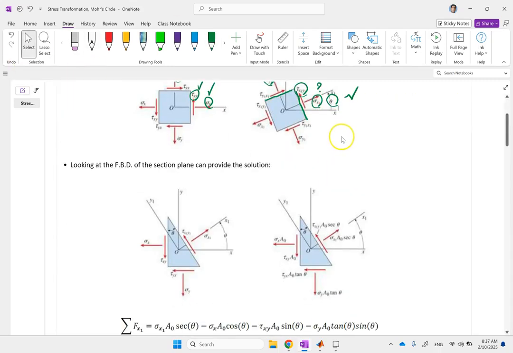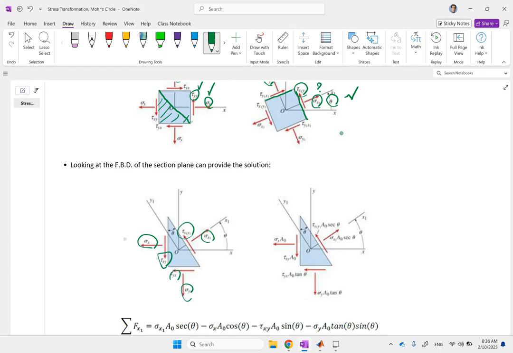So all we need to do is to look at the free body diagram of the section plane. Here we look at this plane with normal angle theta, the plane that has sigma x1 and tau x1y1 on it. If I draw that, it is going something like this, for instance. Then you look at this portion of the section, and you see on these other planes, you have the original stresses, sigma x, sigma y, and tau xy.